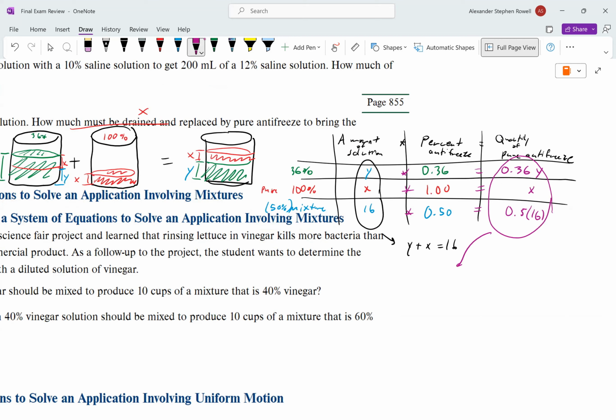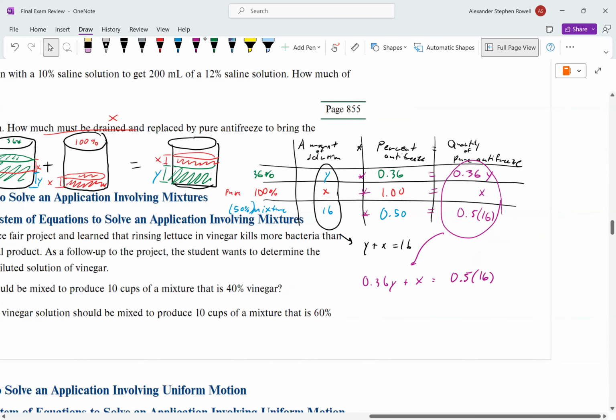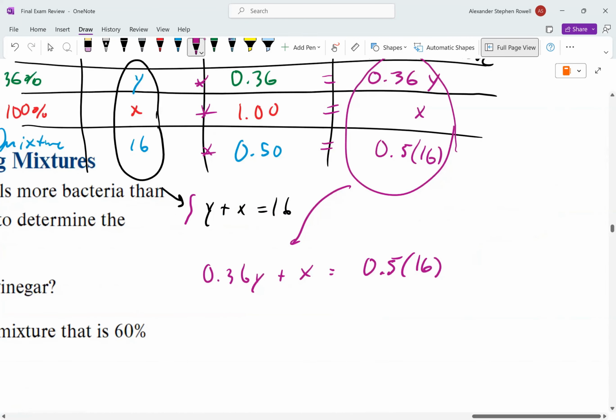Yes. So we're mixing those together, so the quantity of pure antifreeze will add together to make the total in the mixture. 0.36y plus x is equal to 0.5 times 16. So how do we solve this resulting system of equations? Do you want to do substitution or elimination?